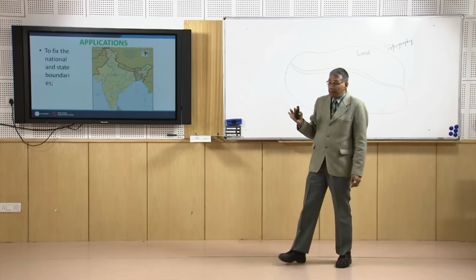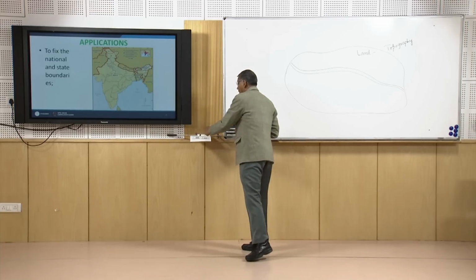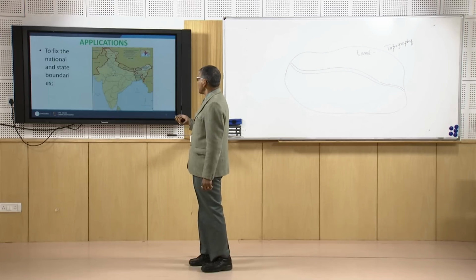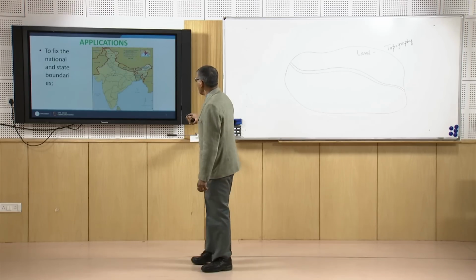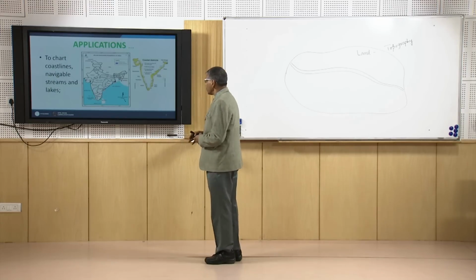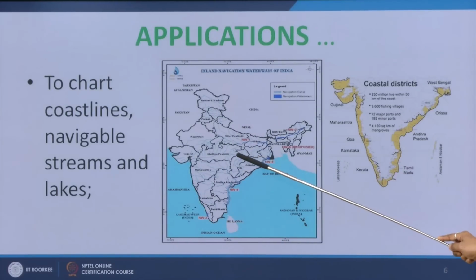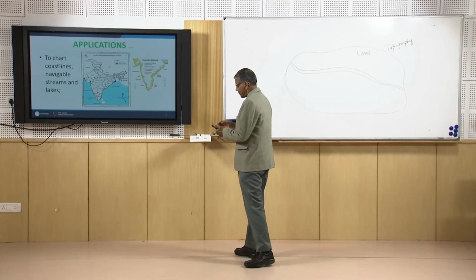Now some of the salient applications of surveying. You can see here the boundary of the country and also the boundaries of the states. All this has to be done by using surveying. Then if we want to know what is the coastline and what are the waterways, and out of these waterways which are navigable and which are not navigable, all this information we extract through surveying.